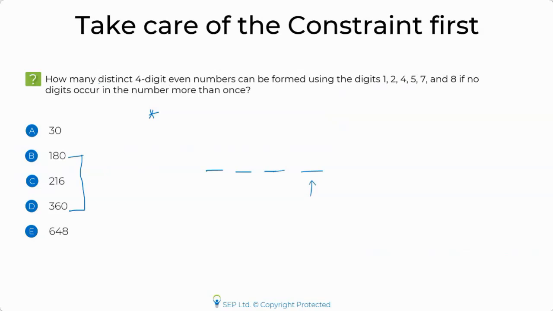Last digit even, right? So when you say the last digit is even, you're going to look at these numbers and see which numbers are even. So you can see 2, 4, and 8. You have 3 options for the last place.